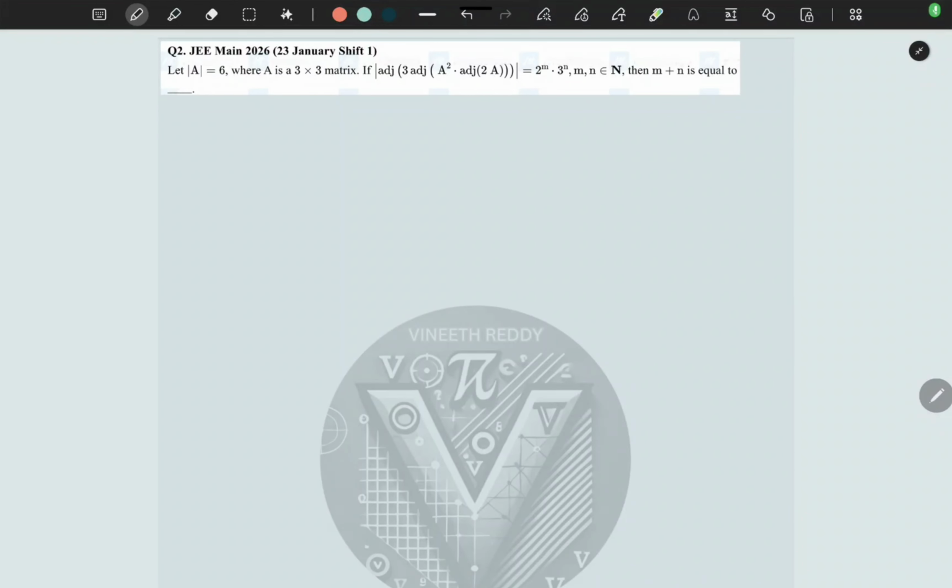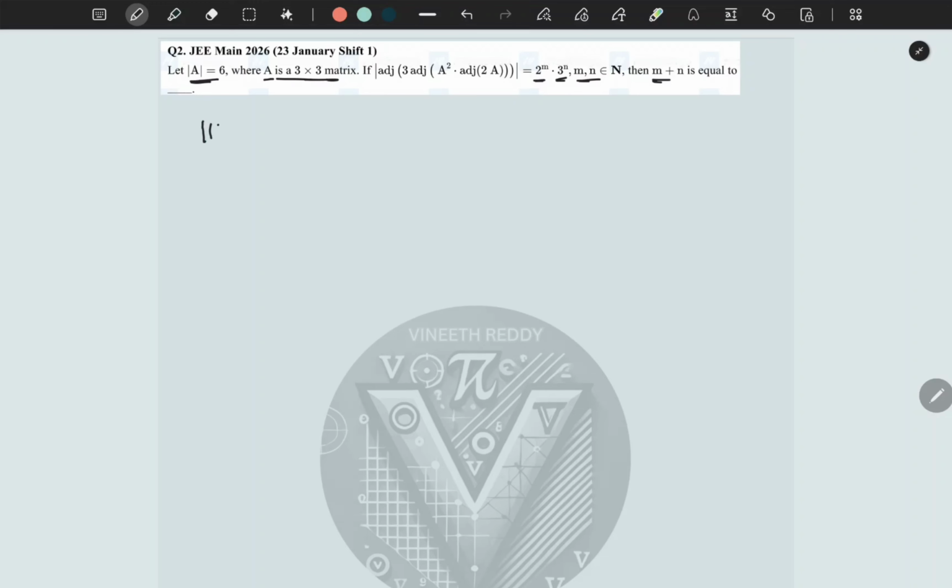Hello students, so we are continuing the questions from the topic matrices and determinants. So the next question says the determinant of A is equal to 6, where A is a 3 by 3 matrix. Determinant of this is equal to 2 power m into 3 power n, where m comma n belongs to natural numbers, then m plus n is equal to.